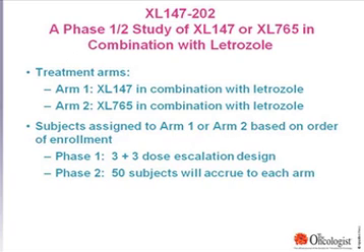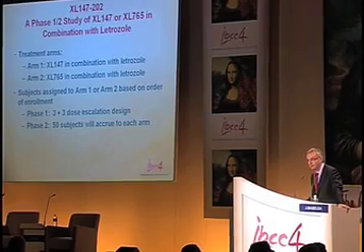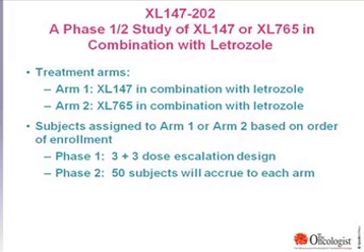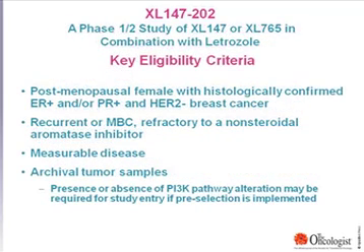The first study is 202, and that's the phase 1/2 study of XL147 or XL765 in combination with letrozole. That's an interesting design, because here we are comparing the two agents. We all have the question of whether it's going to be better to block PI3 kinase or to block PI3 kinase and mTOR. We don't know, so I think this study could give us some hints. The phase 1 study is a classical 3+3 dose escalation, and in the phase 2 we'll have 50 subjects to accrue to each arm.